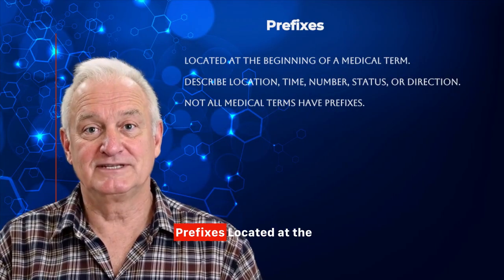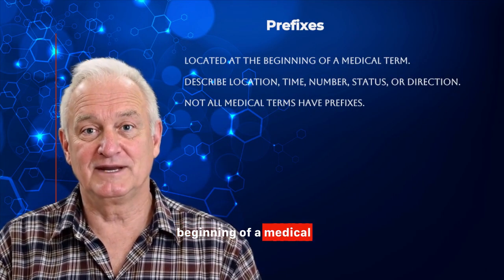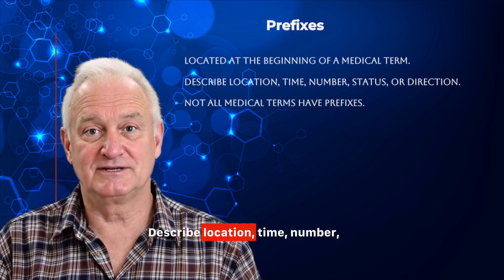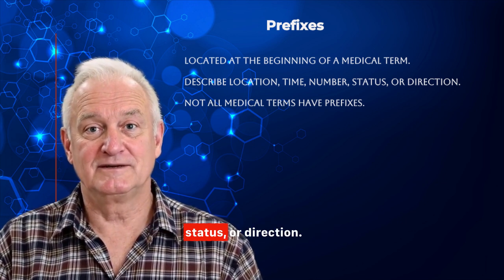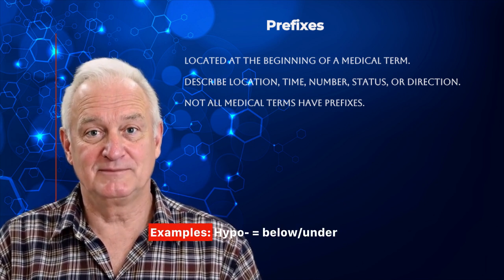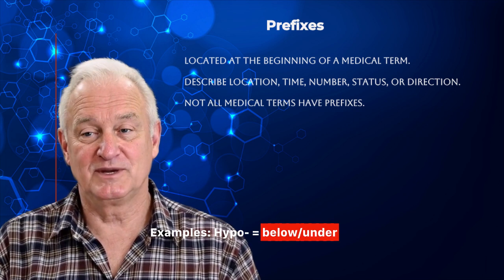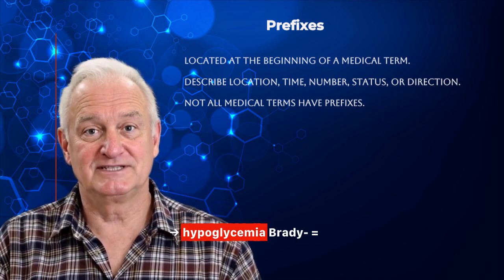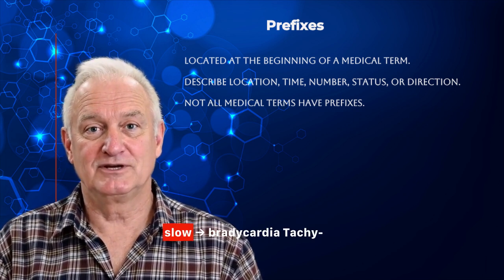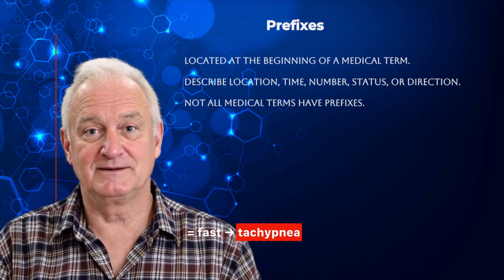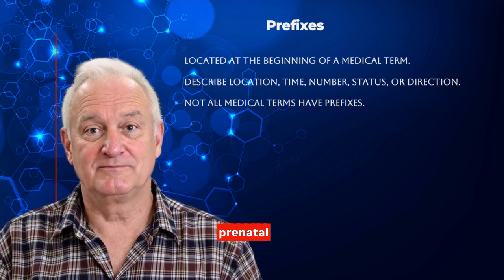2. Prefixes. Located at the beginning of a medical term. Describe location, time, number, status, or direction. Not all medical terms have prefixes. Examples: hypo equals below/under, hypoglycemia. Brady equals slow, bradycardia. Tachy equals fast, tachypnea. Pre equals before, prenatal.